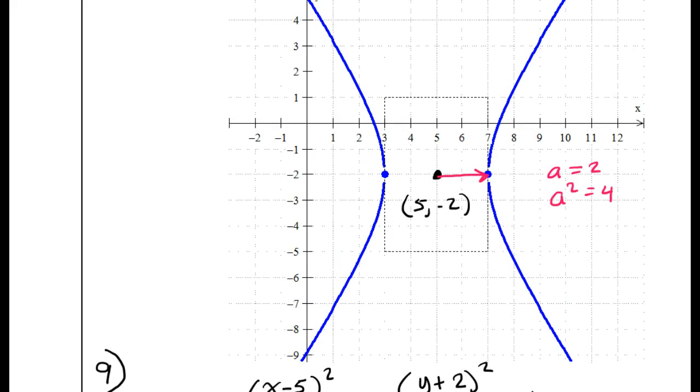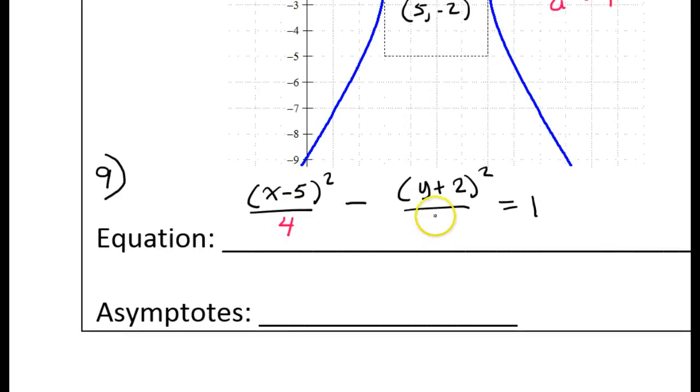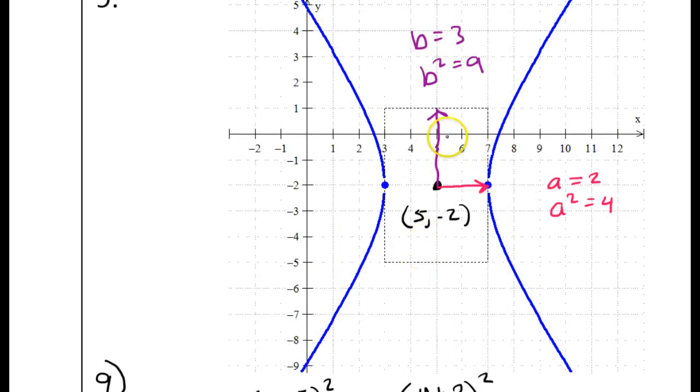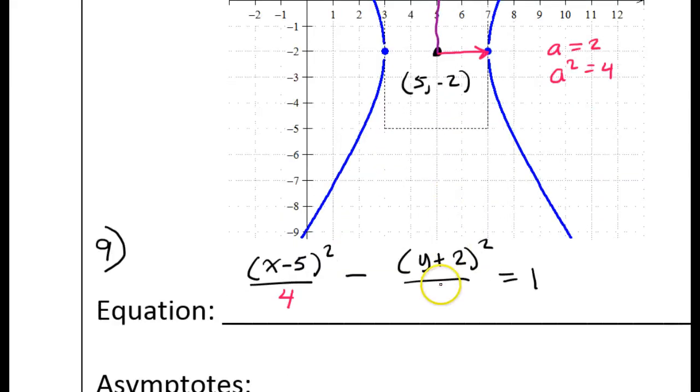Now, let's talk about the b value. The b value is the distance from the center to a co-vertex. That is 3. So that tells me that b is equal to 3. That means b squared is equal to 9. So 9 is going to be the other denominator. But pay attention to this. Notice that this 3 is vertical. It's in the y direction. So of course this 9 will be the denominator of the y term.